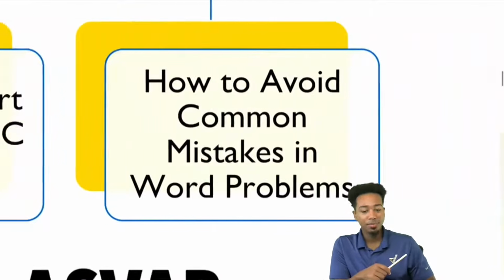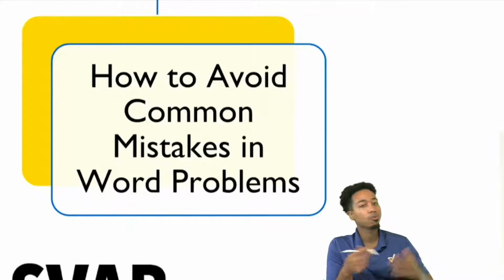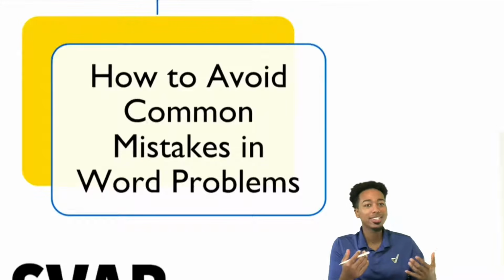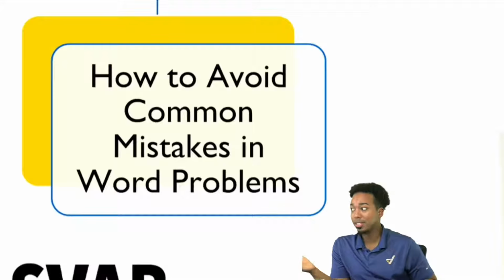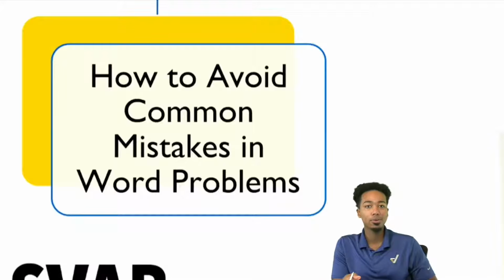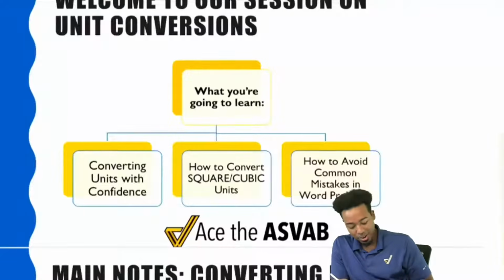And then lastly, how to avoid common mistakes in word problems. So again, word problems, that's why we're here. Arithmetic reasoning. If you have to pass the GT, if you have to get any sort of promotion, a lot of these different composite scores take arithmetic reasoning, word problem strategy. Got to know it. So let's go ahead and get started, my party people.